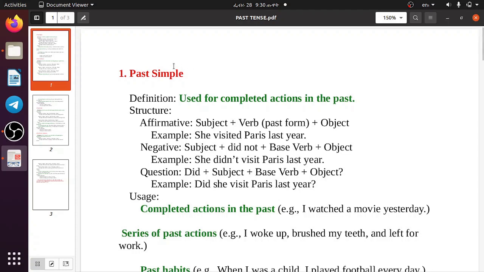There are four past tenses: simple past tense, past continuous tense, past perfect tense, and past perfect continuous tense. We will see one by one.